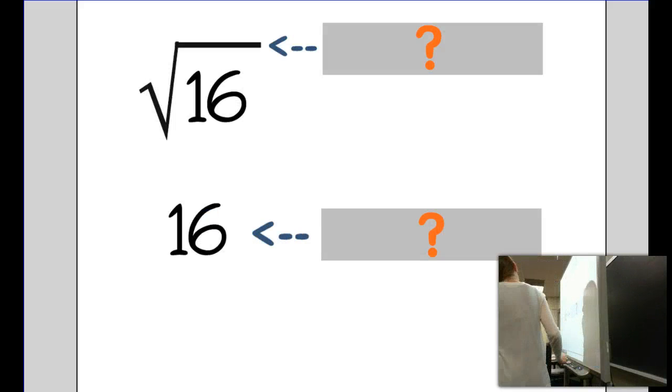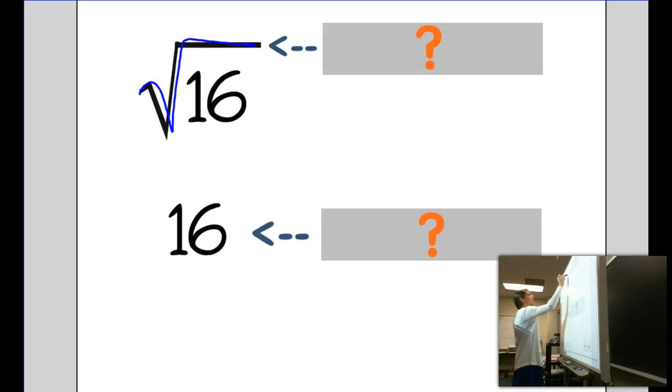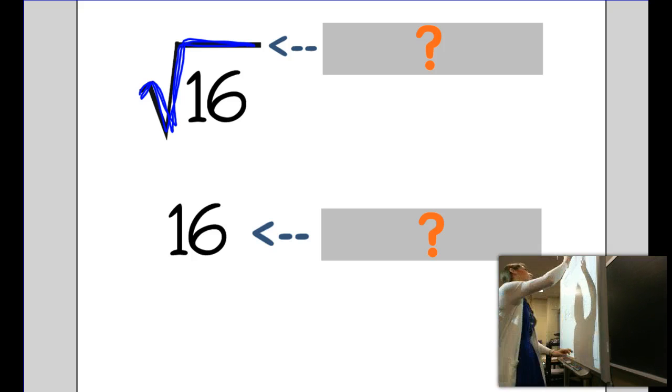Simplifying radicals. Does anyone know what this is called right here? This starts with an R. It's called a radical, so write that down. That is a radical.